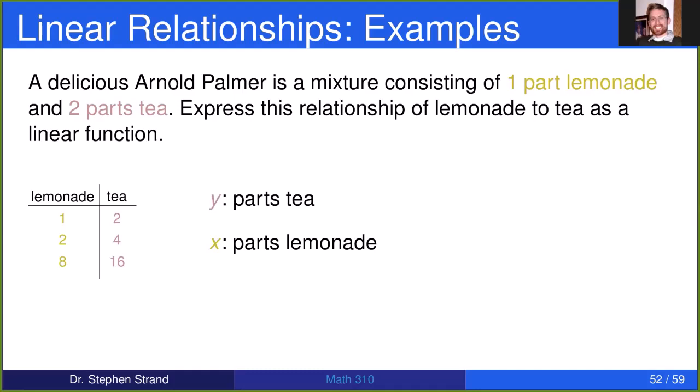Now, this one is a little bit different because which one is independent and which one is dependent is not really very clear. So we can really choose whatever we want. I'm going to look at y as the output in terms of the parts of tea. But you could just as easily flip this around. The equation would be different, but the function would be the same. Right? It's the same relationship between these two quantities. So I'm going to call y the parts of tea and x the parts of lemonade. And if we do that, we know that whatever the lemonade is, we're going to multiply that by 2 to get the parts of tea that we need. Okay. All right. Next, we're going to look at an example of tables to try and identify if there's a linear relationship present.